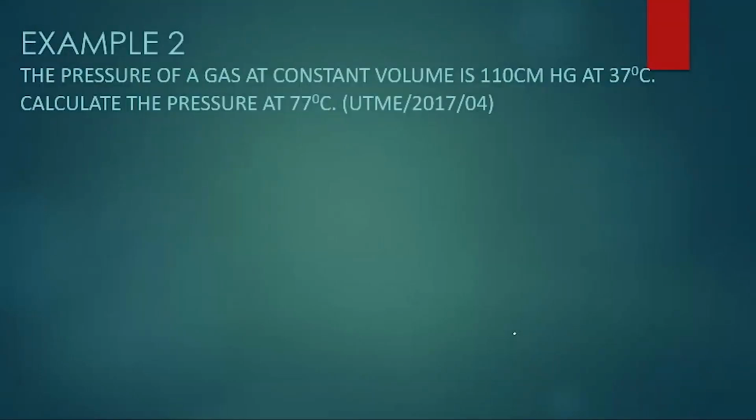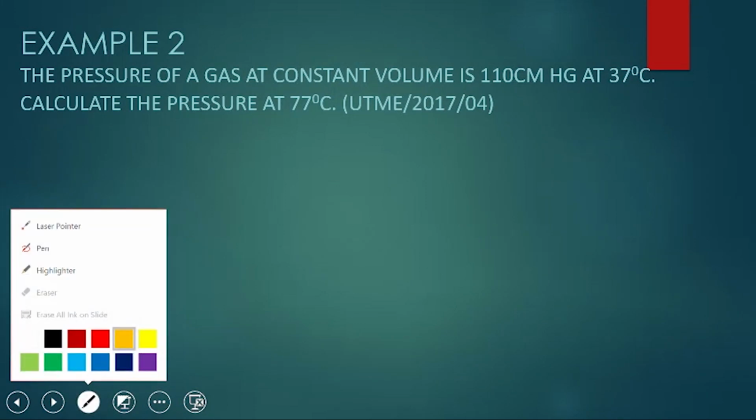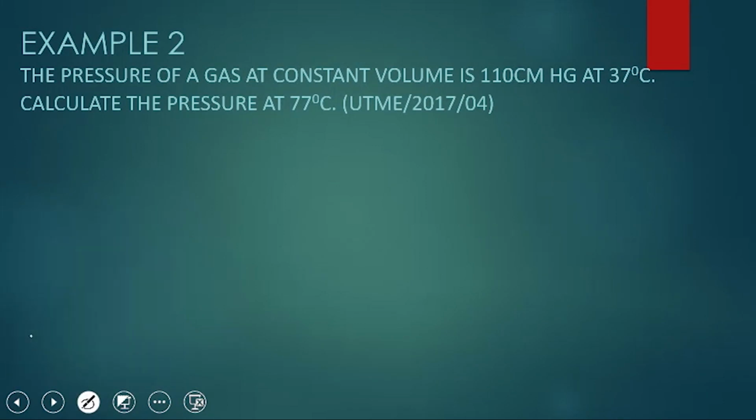Now let's go to the second example. Example 2. The pressure of a gas at constant volume is 110 centimeter mercury at 37 degrees Celsius. Calculate the pressure at 77 degrees Celsius. Now, if you take a look at this very well, we are talking about the relationship between pressure and volume, right? And also temperature, as the case might be. The pressure of a gas at constant volume is 110 centimeter mercury at 37 degrees Celsius. Calculate the pressure at 77 degrees Celsius. That is, we are talking about pressure and temperature, right? Because the volume is constant.